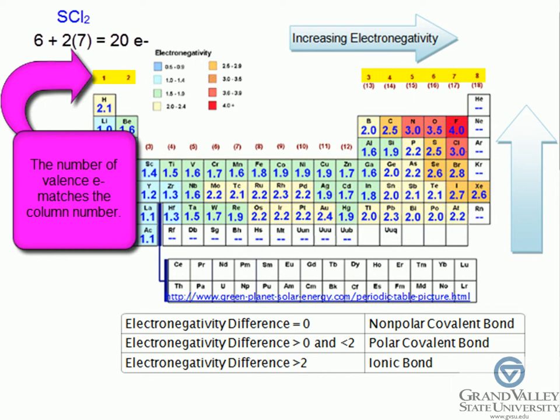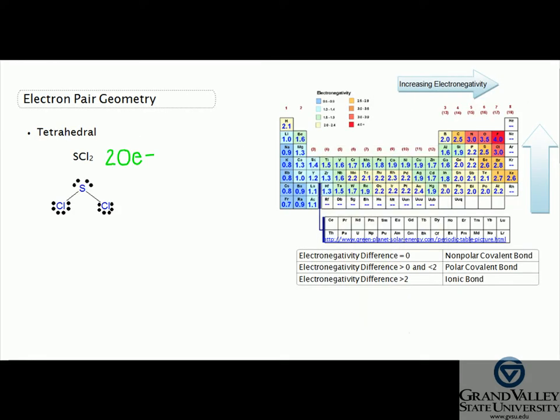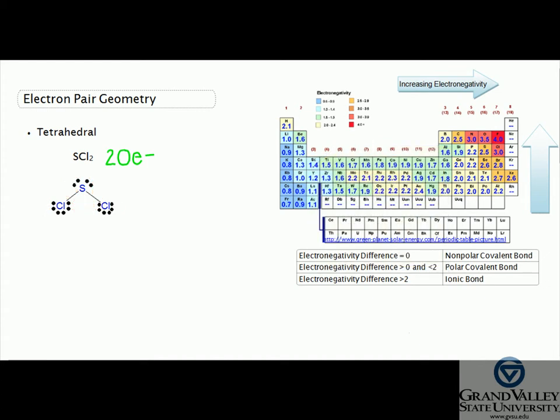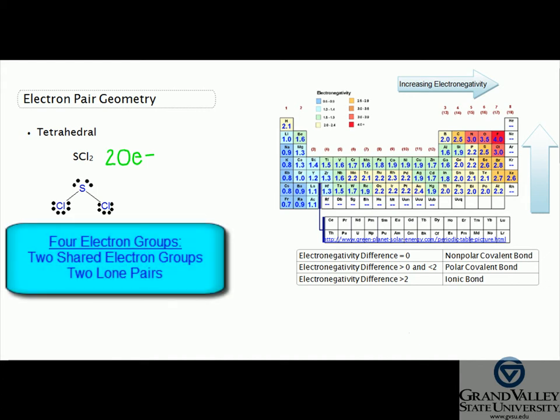6 electrons from sulfur and 7 electrons from each chlorine atom. After drawing the Lewis diagram, count the number of valence electrons in the molecule and compare that value to the calculated number of valence electrons to confirm the correct diagram was drawn. In this molecule, there are 4 electron groups, 2 shared electron groups between sulfur and chlorine, and 2 lone pairs on sulfur.